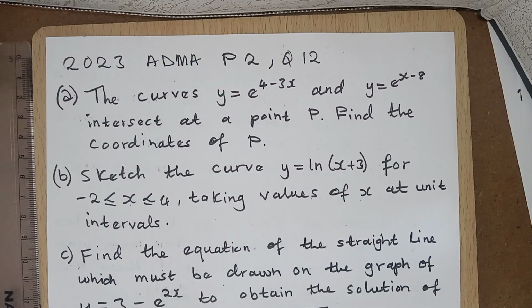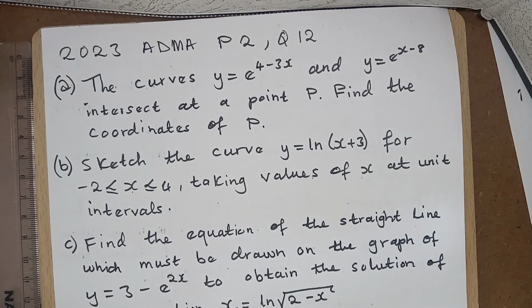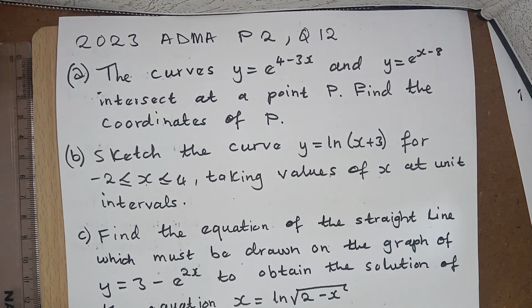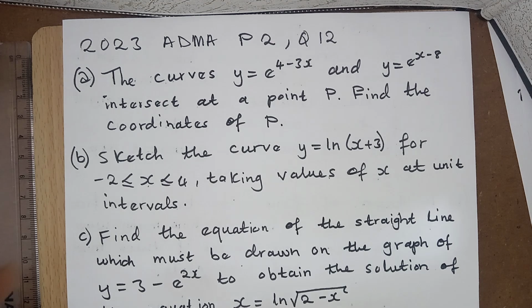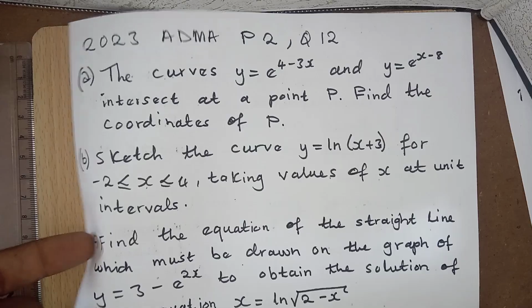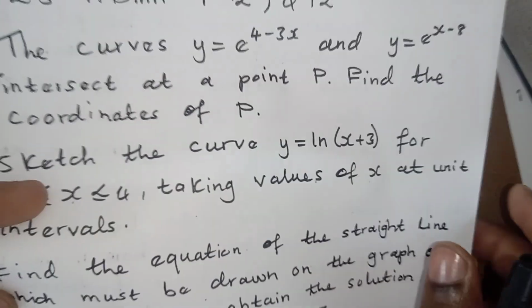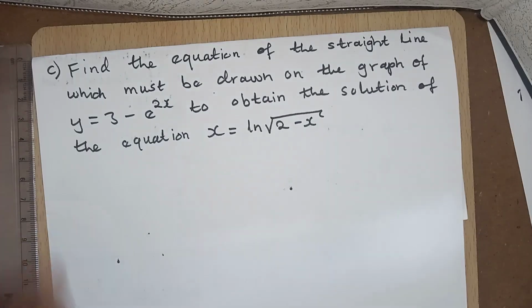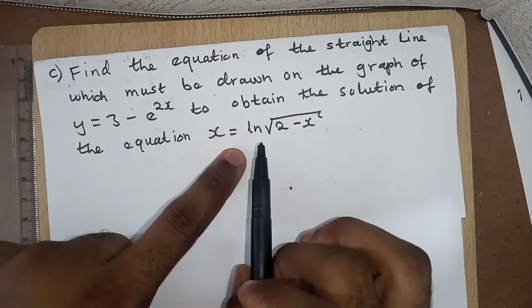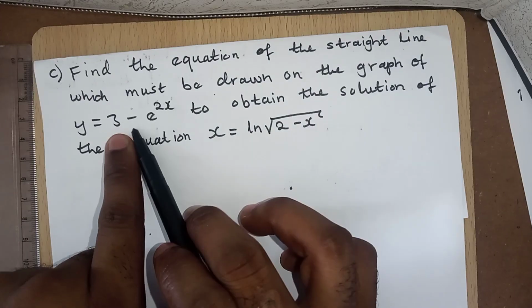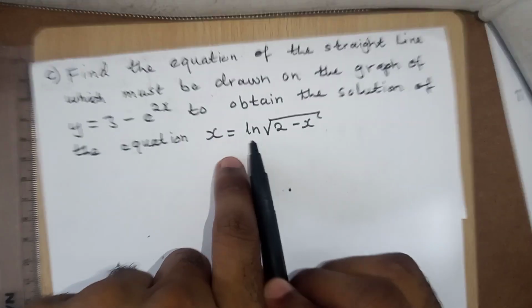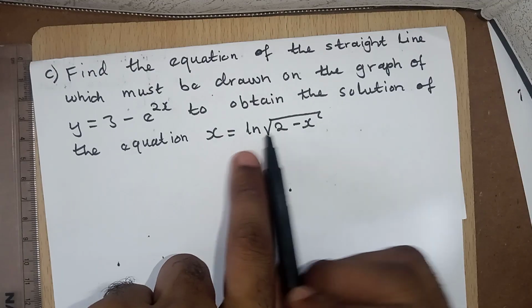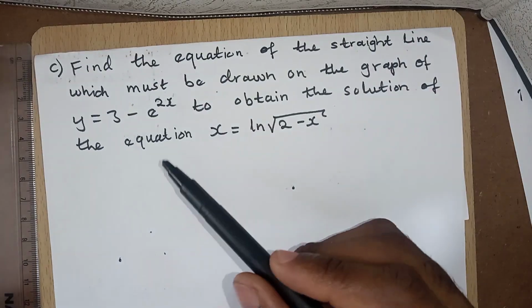Let's move on to part C. So part C is saying find the equation of the straight line which must be drawn on the graph of y is equal to 3 minus e to the power x to obtain the solution of this equation. So I'll manipulate this to obtain this. So your job here is to just mess around with what you have to get what you want.